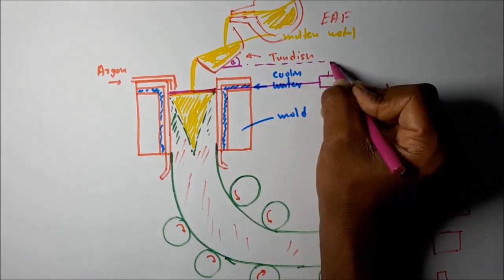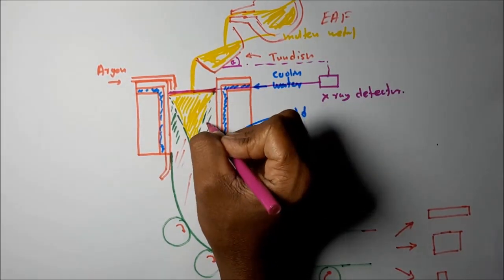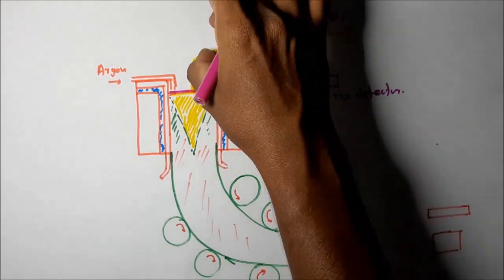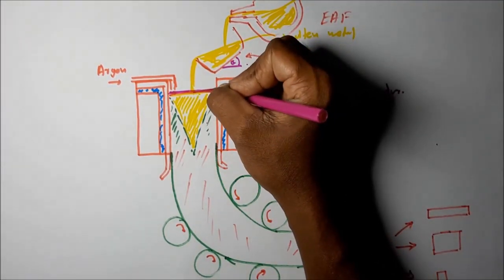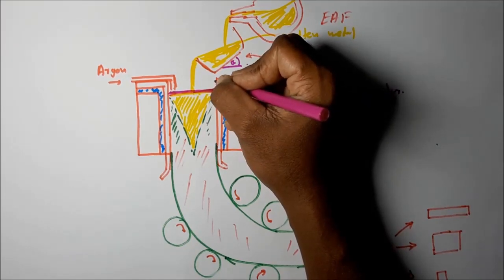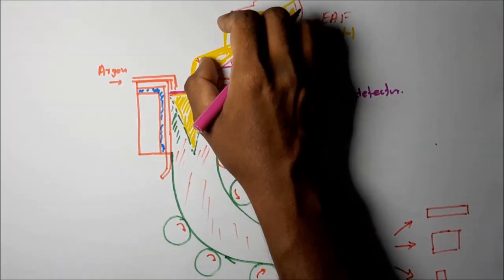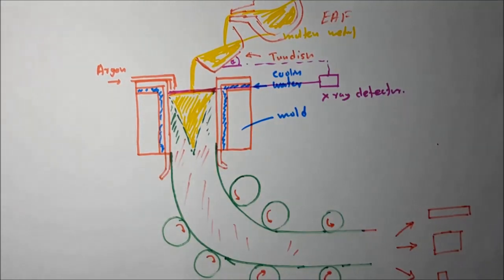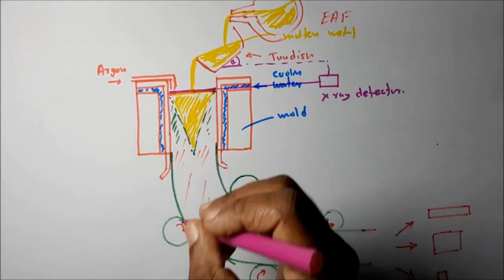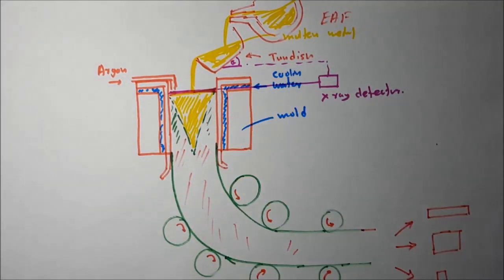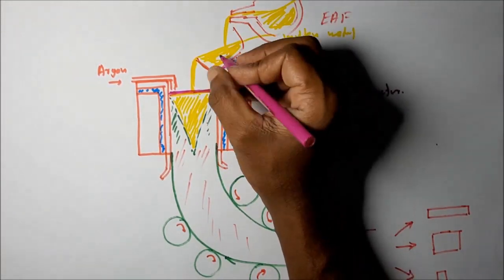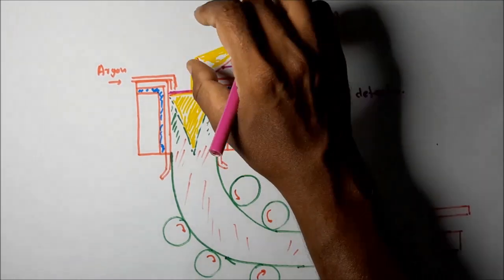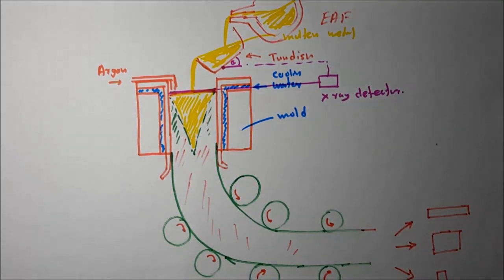So what happens if the level goes down? The inclination increases, so more metal is added to the molten metal pool. Then again the level increases. If the level increases, the inclination decreases, so it reduces the molten metal flow into the pool. Then the level goes down. To keep the level at a certain height, this tundish is automatically controlled, and that is detected by the X-ray detectors.